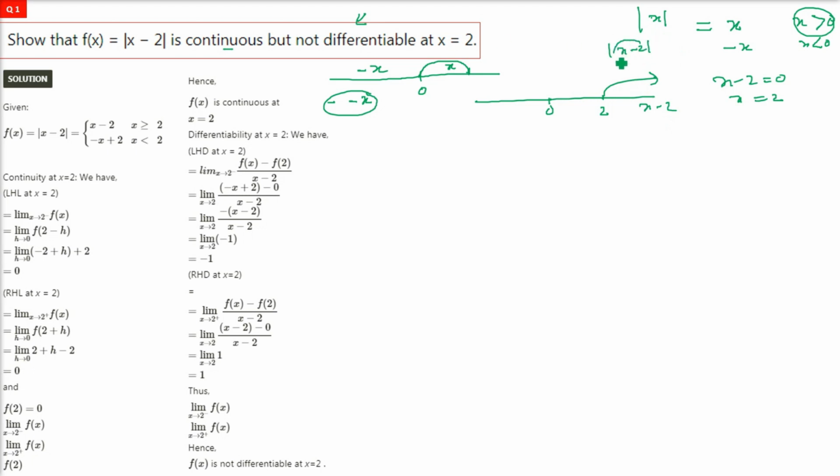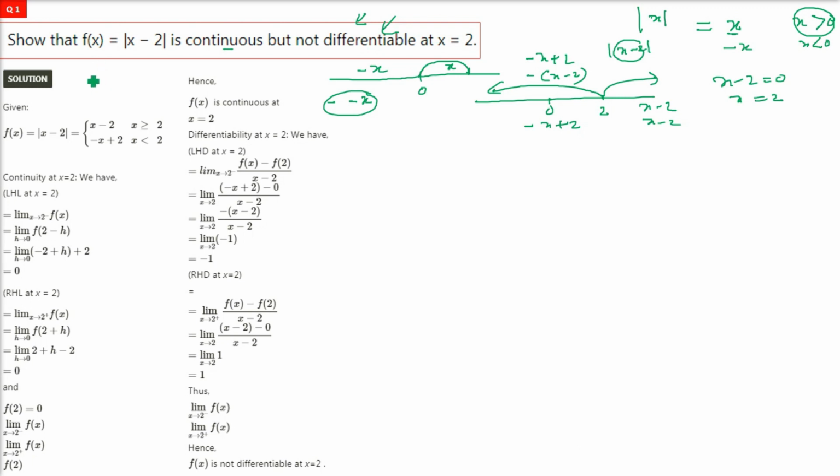So above 2, it will be x - 2, positive, and below 2, it will be the negative of x - 2. Same logic. On the right hand side it will be plus of x - 2, and on the left hand side it will be negative of x - 2, that is -x + 2. So this we are going to use in our solution. I hope you got the idea. Now after this question, mostly we will be solving differentiability. Because this is the first question, we will also talk about continuity, that is how you relate how continuity gives rise to differentiability.